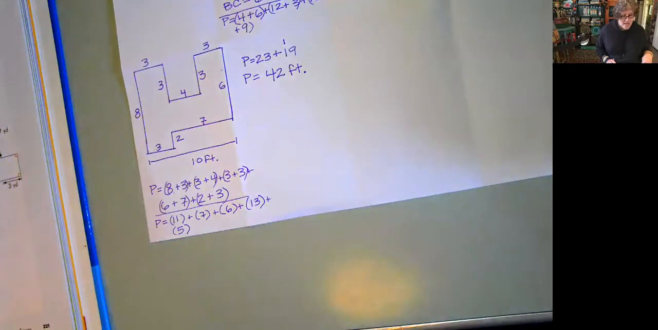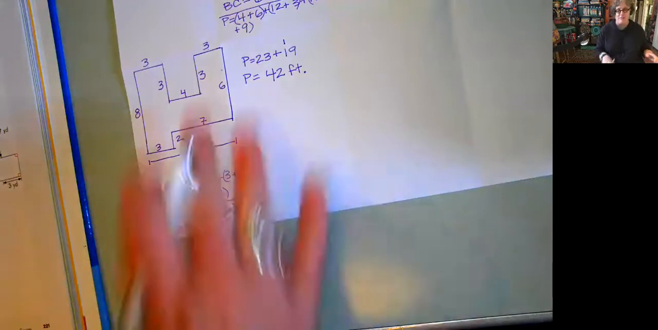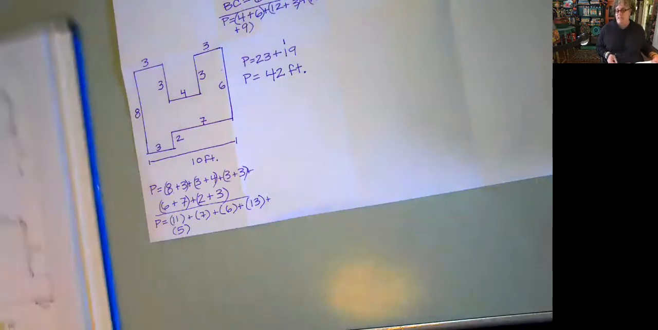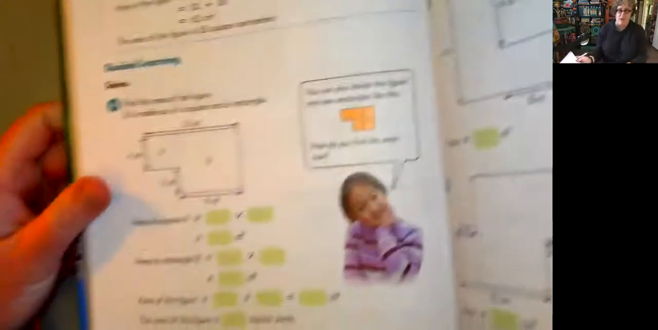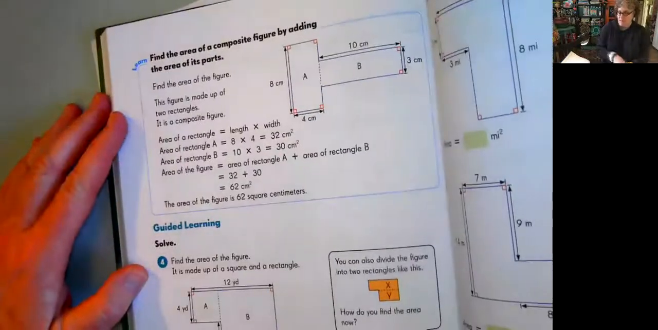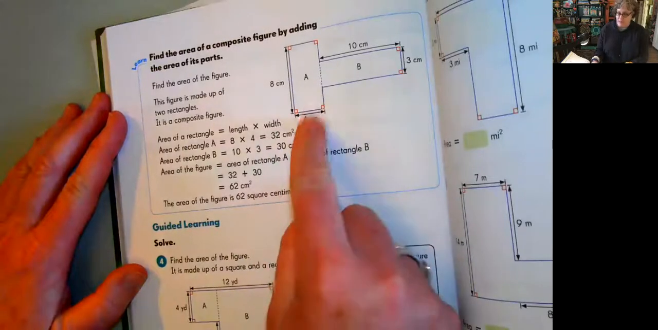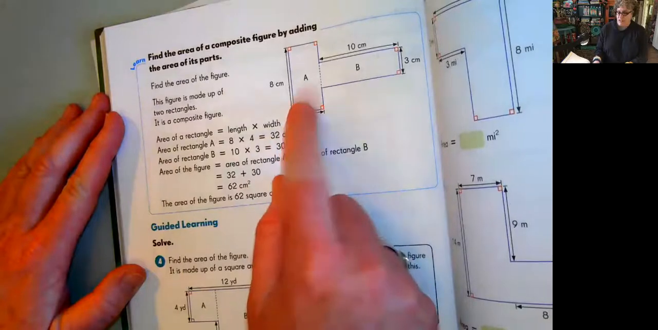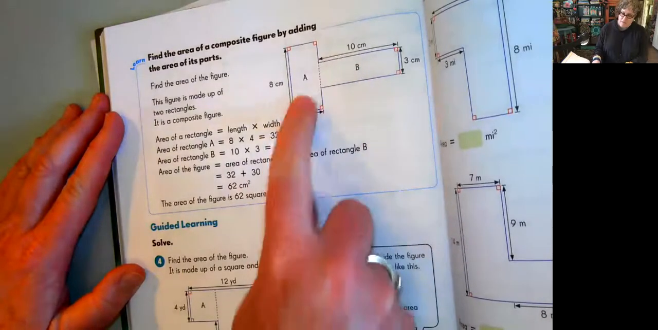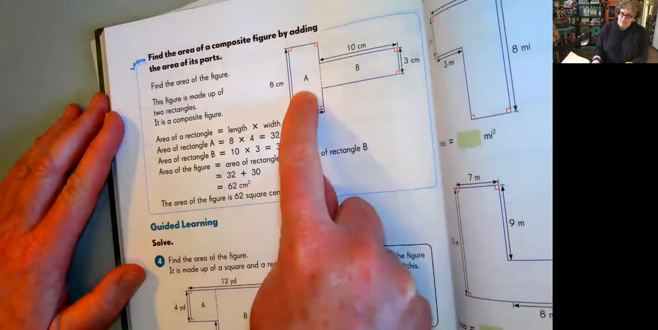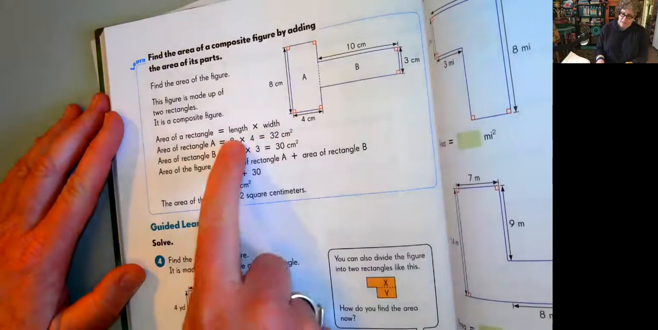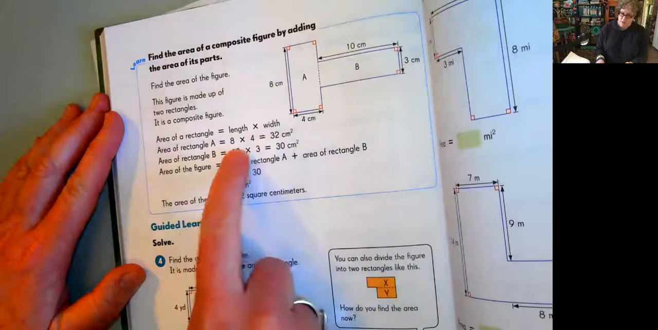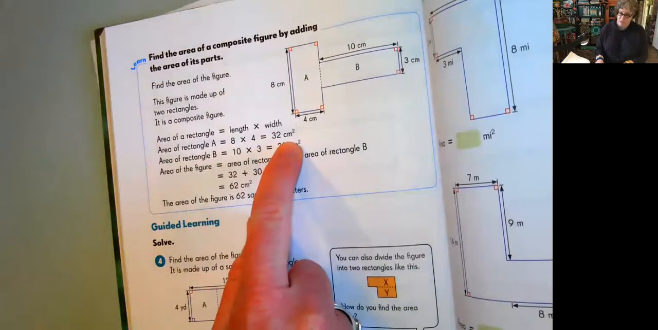Okay. Now we're taking it up a notch. We know how to find the perimeter. That's pretty easy. Finding the area is a little bit more tricky. We know the formula for finding the area is length times width equals area. So if you have a composite figure like this, these are two rectangles. So first we're going to find the area of rectangle A, which is length times width, which is 8 times 4, and that's 32 centimeters squared.